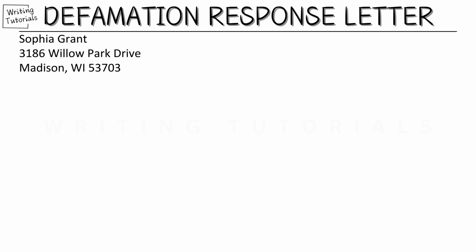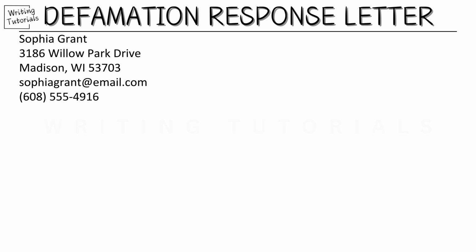Sender information. At the top of the letter, we have the sender's full name, address, email address, and phone number. This section identifies who is sending the letter and provides contact information should the recipient need to respond. Always make sure these details are accurate and up to date. Date. Next, we have the date, July 9, 2026. Including the date is important because it establishes when the letter was sent. This creates a clear timeline of events and may be useful if the dispute continues or requires formal documentation later.